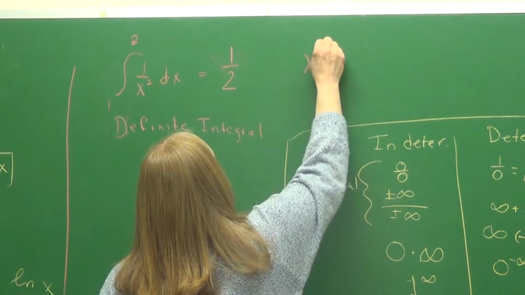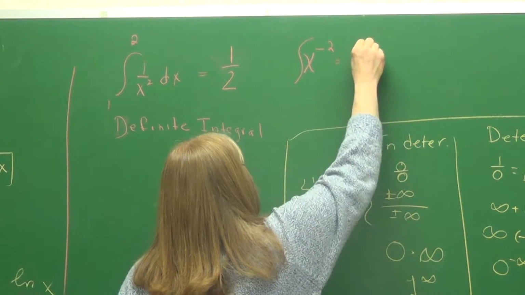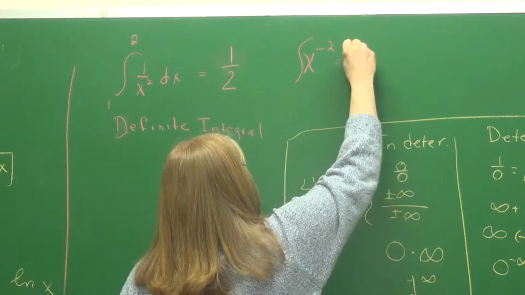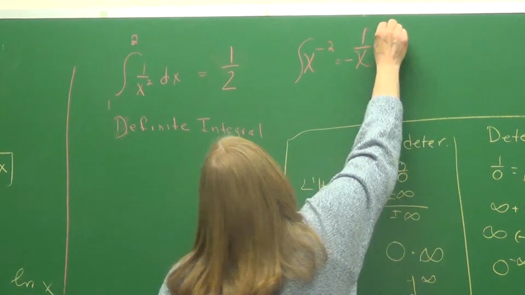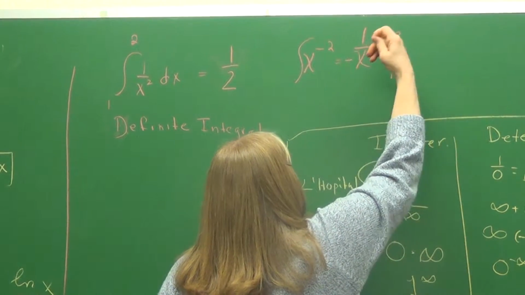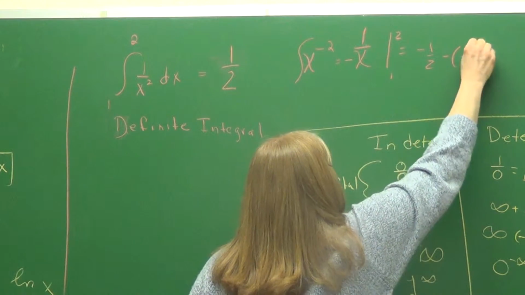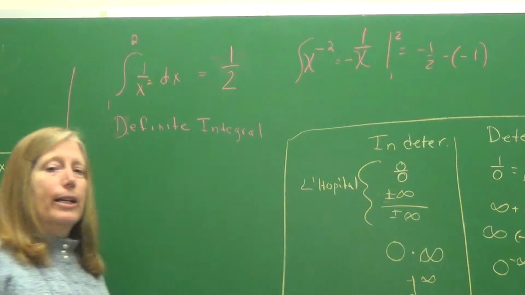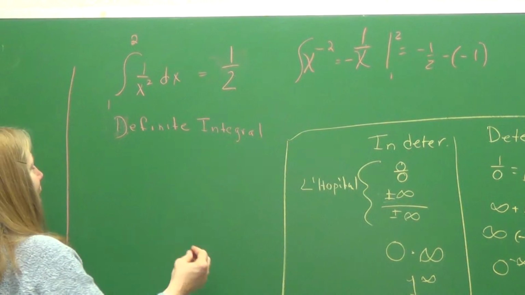X to the minus 2. So when you integrate that, it becomes x to the -1 over -1, which is simply -1 over x. You plug in a 1 and a 2, so we get -1/2 minus -1. So that does get us 1/2. So we're happy? You happy with that? All right. Well, happy or not, onward.